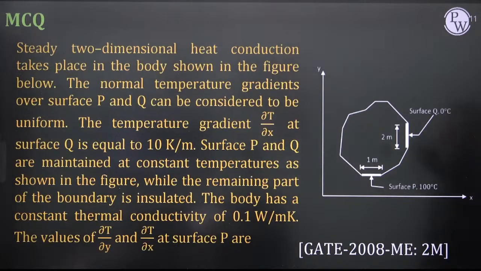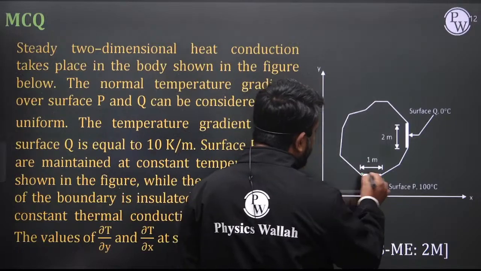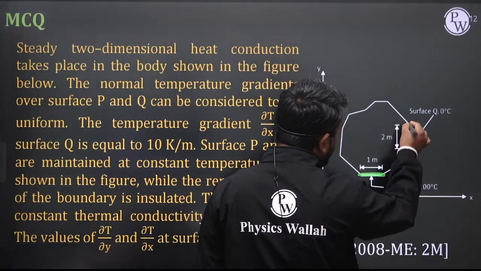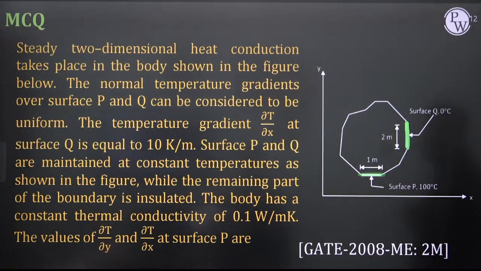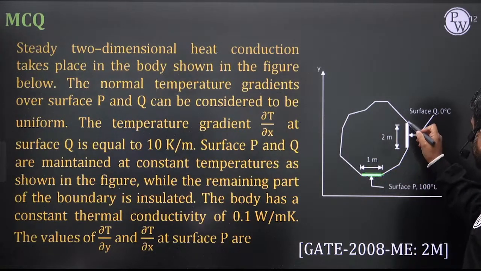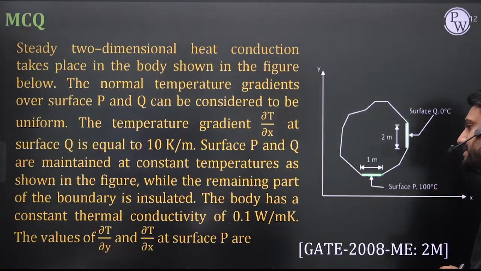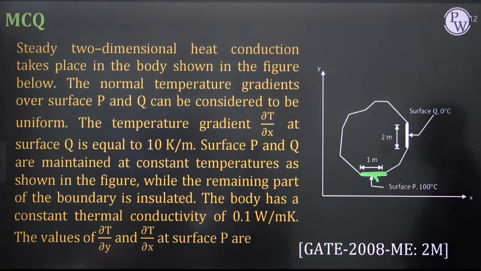Okay. So this diagram is given, right? And in this diagram, there are two surfaces, surface P and surface Q. So this is the surface P, and this is the surface Q. In this question, it is clearly mentioned the surface P and Q are maintained at constant temperature, right? So surface P temperature is 100 degrees Celsius and surface Q temperature is 0 degrees Celsius. What is the question? At the surface P, what is del T by del Y and what is del T by del X?